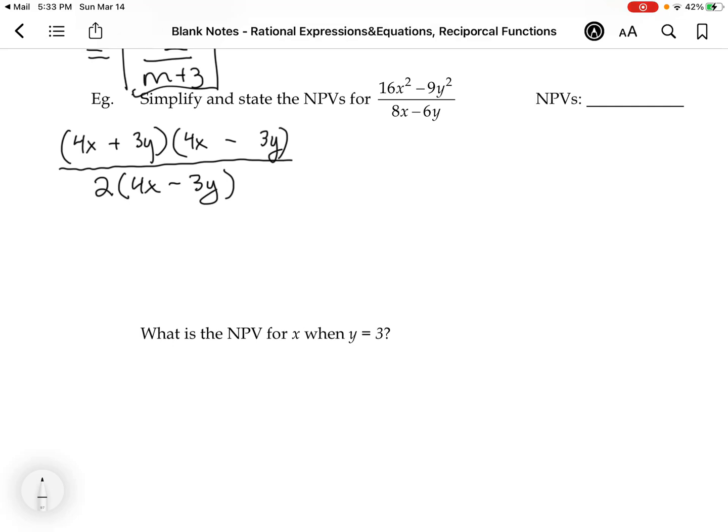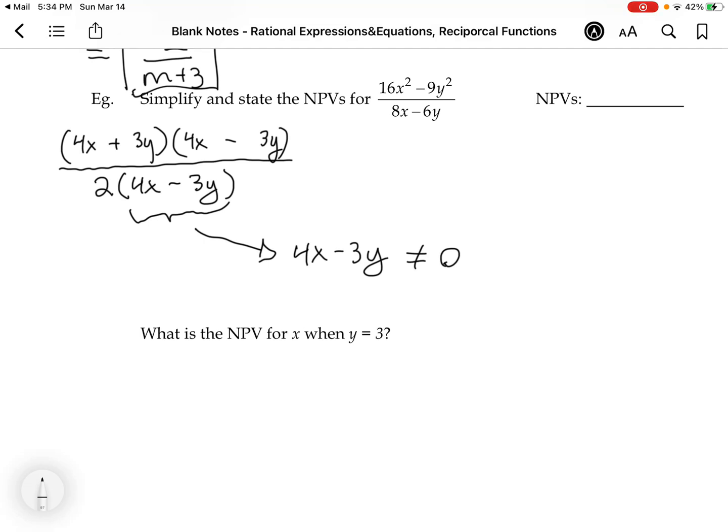But we've got to state non-permissibles. Now for non-permissibles, really, when you're finding a non-permissible, 4x minus 3y cannot equal 0. If you want the non-permissible in terms of x, you have to isolate x. If you want the non-permissible in terms of y, you have to isolate y. Now we want the non-permissibles in terms of both because there's an x and a y in the denominator, so we've got to state both. So we have to take this single equation and isolate x and isolate y. Okay, so let's do that.